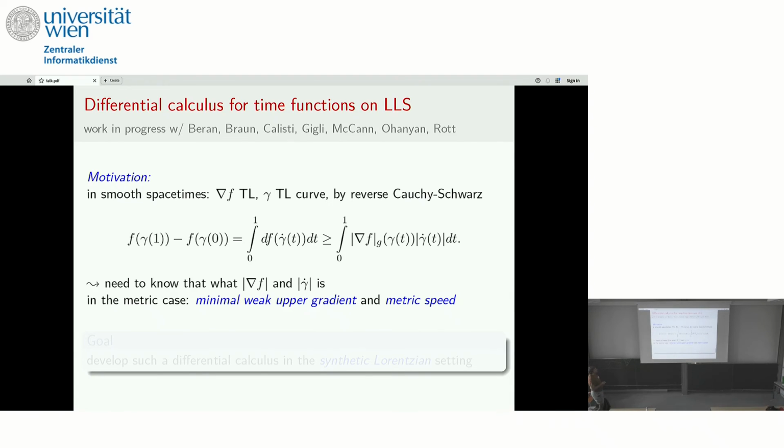And if we want to make sense of that in the synthetic setting, we only need to know what the norm of the gradient is and what the norm of the tangent of gamma is. We don't need to know what the gradient is, and we don't need to know what the tangent of gamma is. And in the metric case this was quite successful, and it's called the minimal weak upper gradient and metric speed. And we want to develop something like that in the synthetic Lorentzian case.